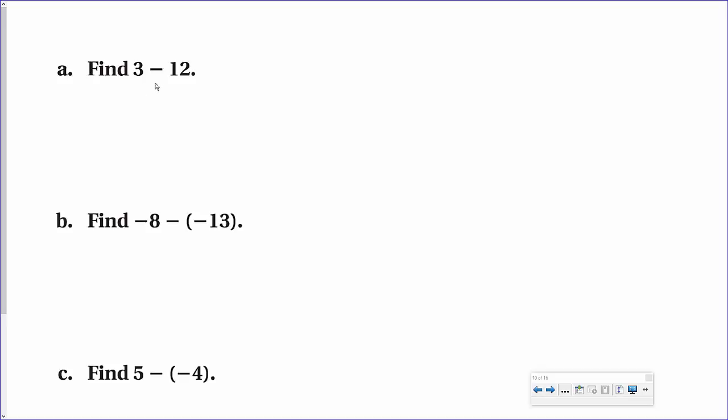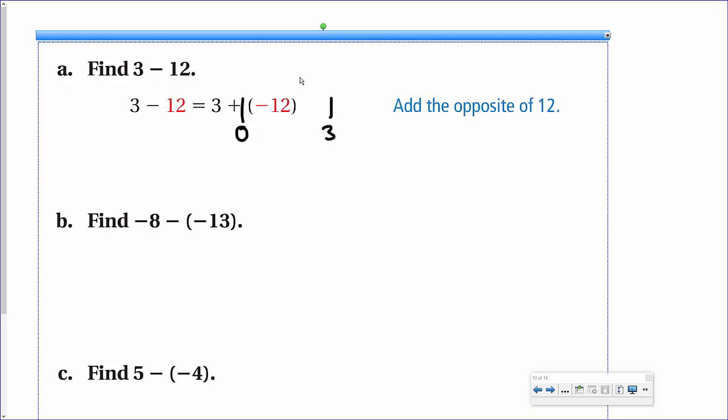So now it says find 3 minus 12. So you can do this a couple different ways. You can do the number line way. So I have my 0. I have 3. But now I have to go over to the left 12. And I add the opposite of 12, right, which is -12. So 3 minus 12 is -9. So the difference is -9.